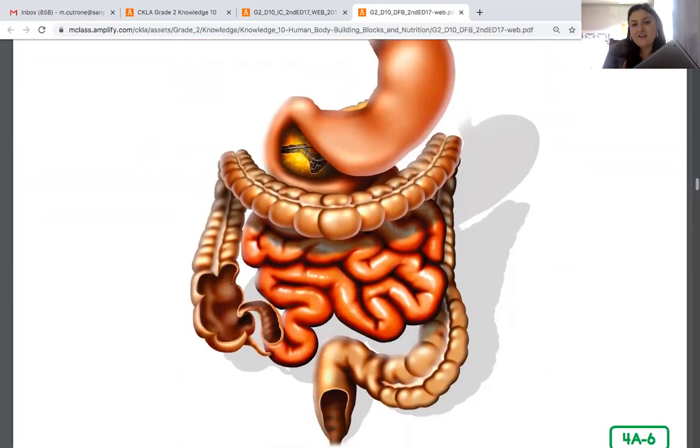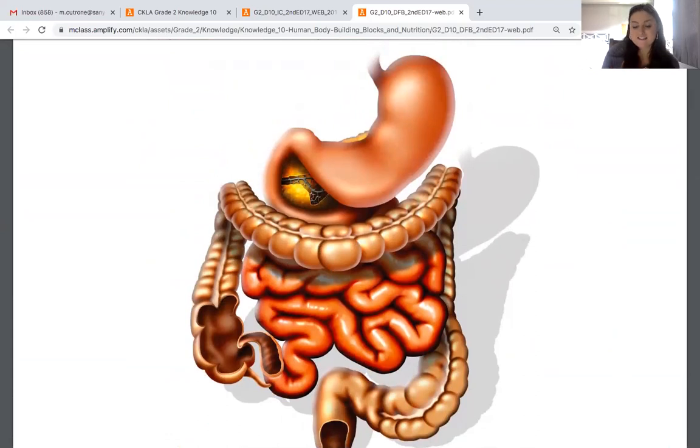Here we have an organ. Do you guys know what this one is, or an organ system? The digestive system. That helps break down the food that we eat so we can pull the nutrients out and give them to the organs that need them. Which organ system includes your stomach? Yes, it's the digestive system.